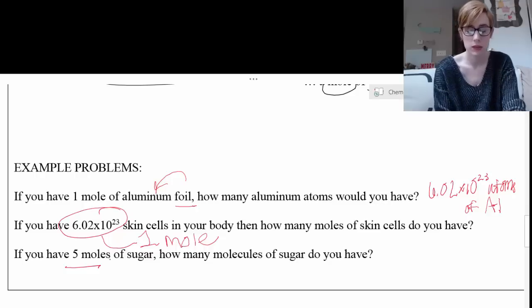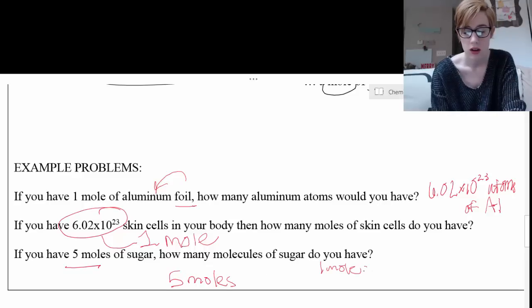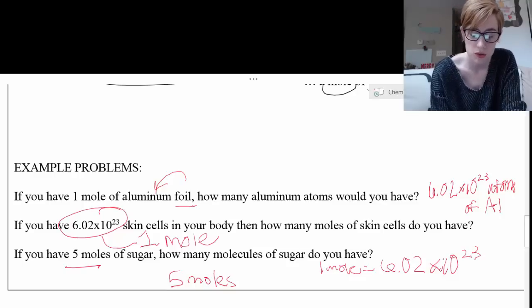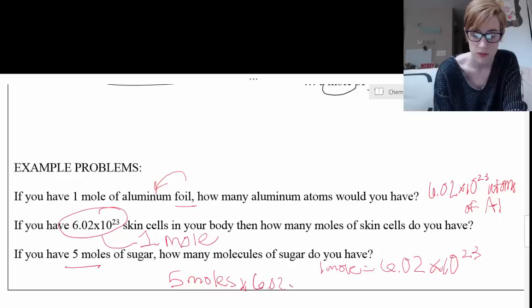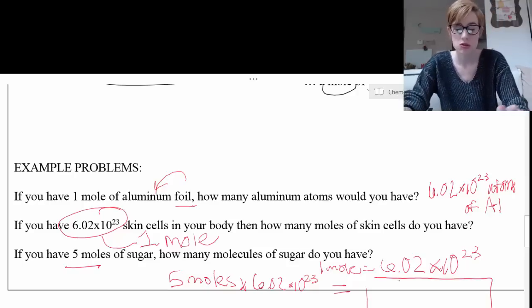Well, that one's a little bit tricky. We have 5 moles of sugar, right? 5 moles. We know that 1 mole equals this number, right? 6.02 times 10 to the 23rd, Avogadro's number. So all I have to do is multiply 5 moles times Avogadro's number, and then I'll get how many molecules of sugar. Okay, I don't have a calculator on me, but that's essentially what you would do to find how many molecules of sugar.